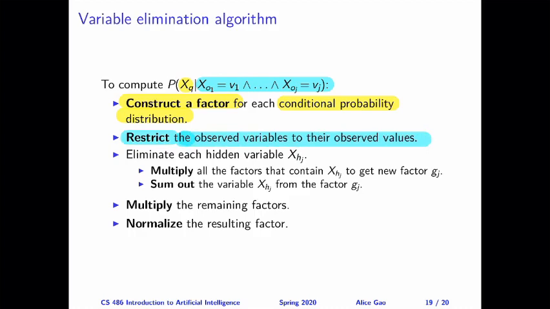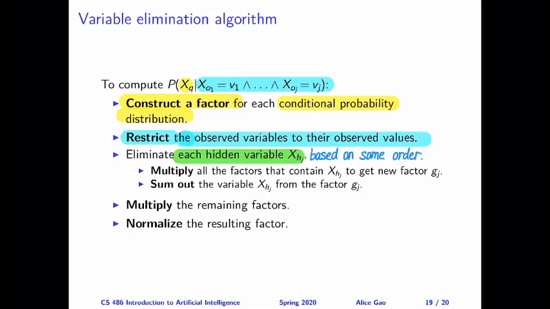Next, we are going to deal with the hidden variables. The hidden variables should not appear in the query, so we need to get rid of them. How do we get rid of them? There could be multiple hidden variables. So first of all, we have to pick an order in which we're going to go through them and then get rid of each hidden variable.